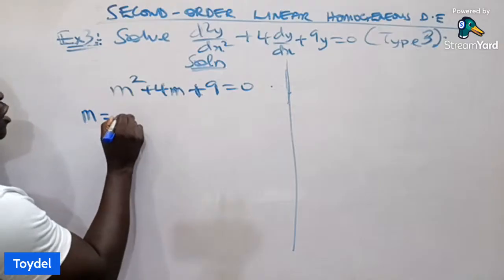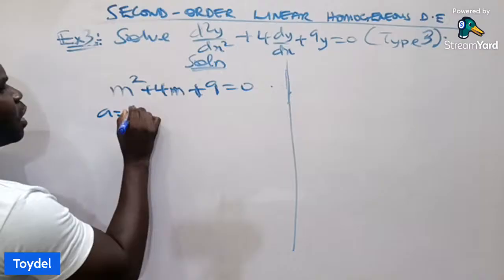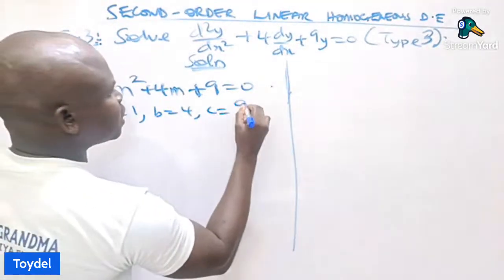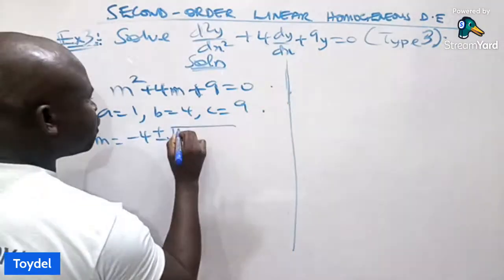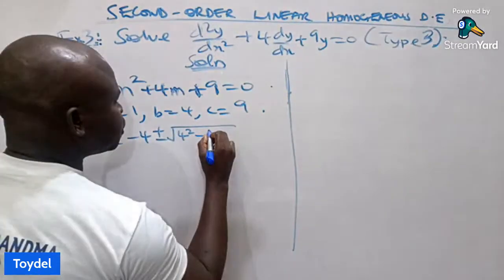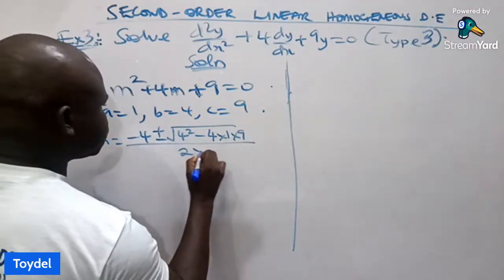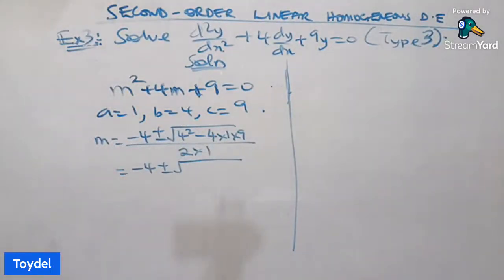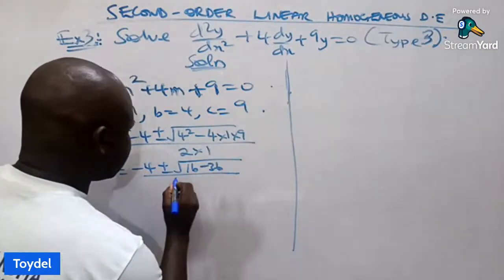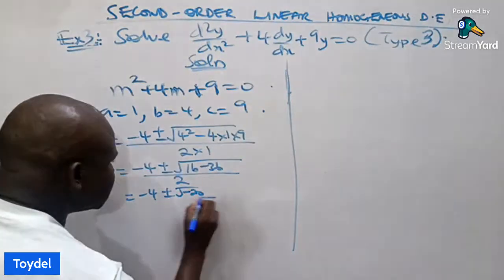I'll say m is equal to minus b plus or minus the square root of b squared minus 4ac, all over 2a. Here, a is equal to 1, b is equal to 4, and c is equal to 9. So I will say m is equal to minus 4 plus or minus the square root of 4 squared minus 4 times 1 times 9, all over 2 times 1. If you look at the numerator, what are we going to have? This will be 16 minus 36 all over 2. So here I'm going to have minus 4 plus or minus the square root of minus 20, all over 2.